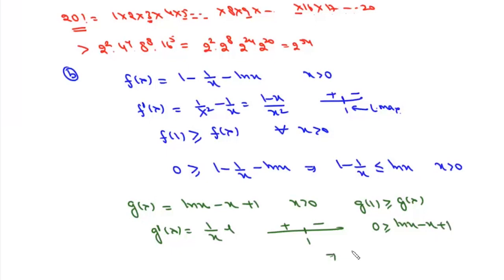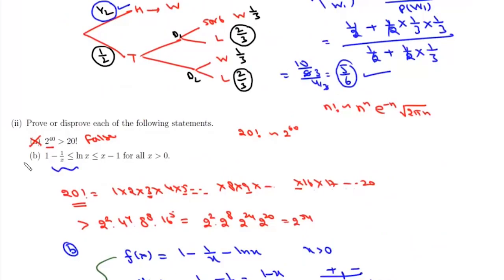So from here we can say log x will be less than or equal to x minus 1 whenever x is greater than 0. So combining these two, we can say this inequality is true for any x greater than 0. So this is always true.